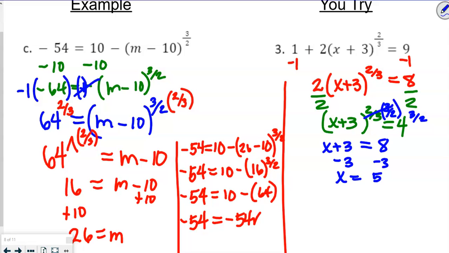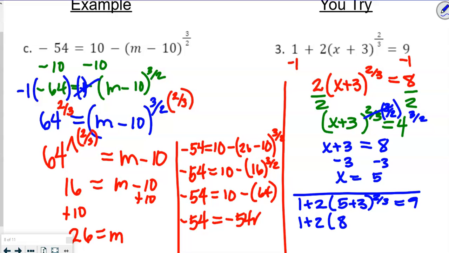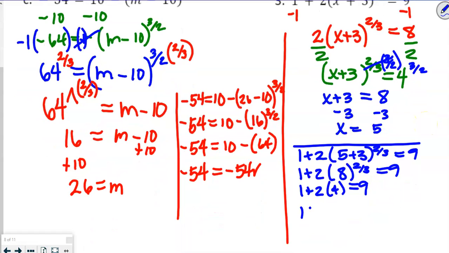So once again, we're going to check this. So we got 1 plus 2 times 5 plus 3 to the 2/3 power equals 9. So this is 1 plus 2. This is 8 to the 2/3 power. That equals 9. So 8 to the 2/3 power is 4. So this is 1 plus 2 times 4 equals 9. So this is going to be what? 1 plus 8, which equals 9. So yes, 9 equals 9. So yes, it checked out.